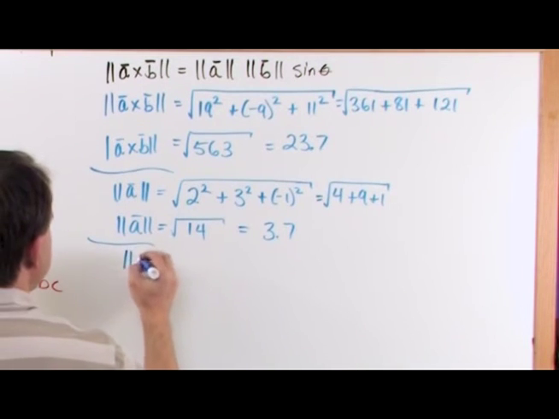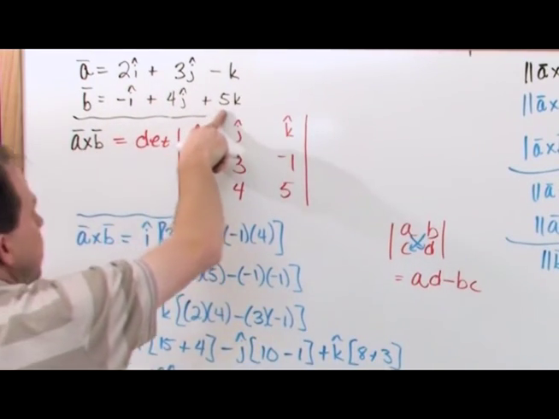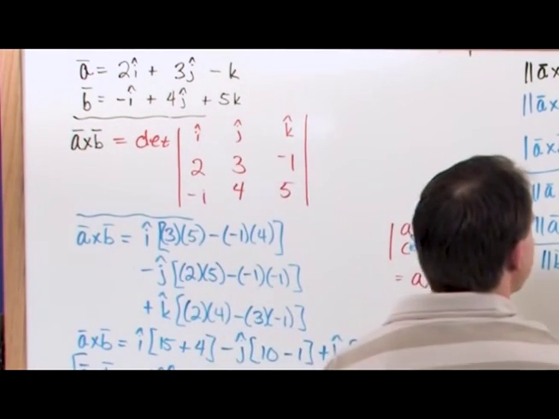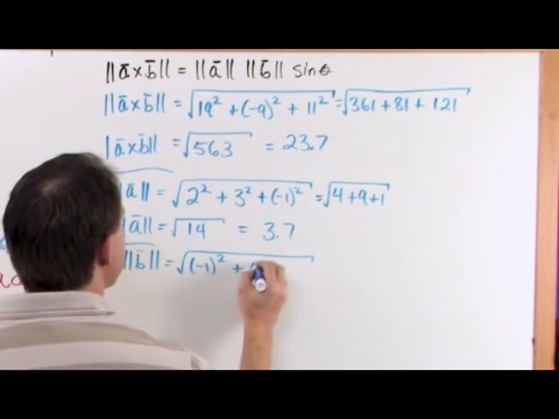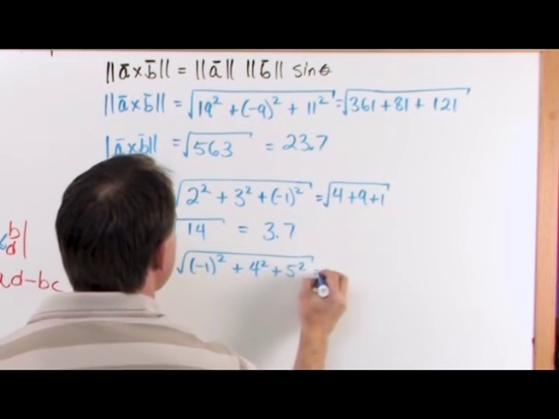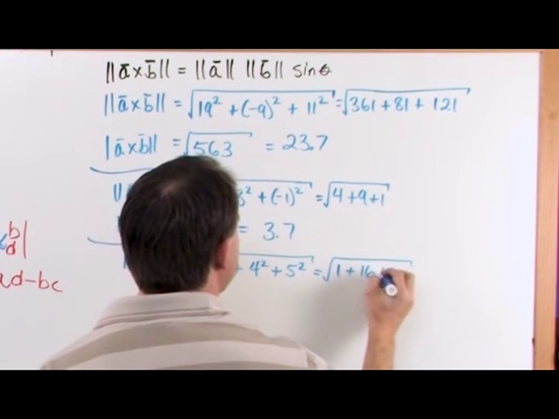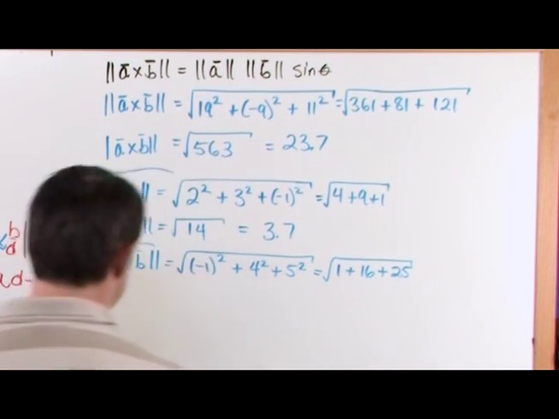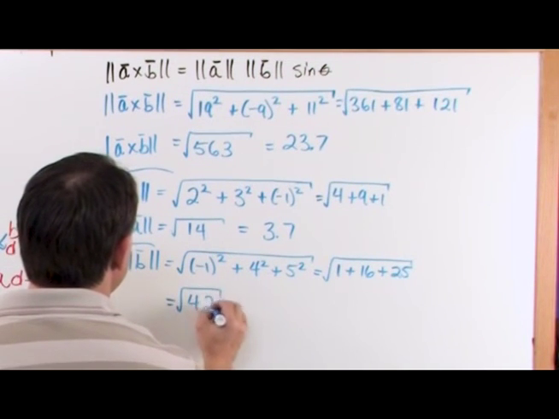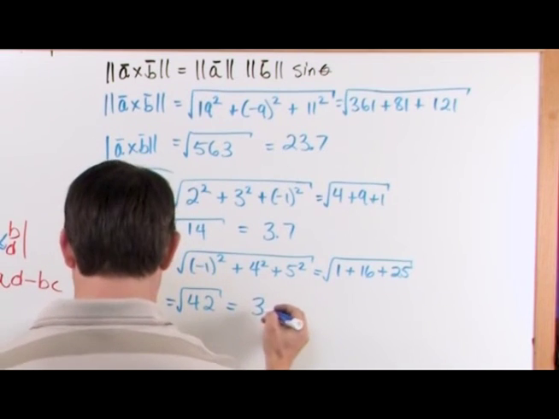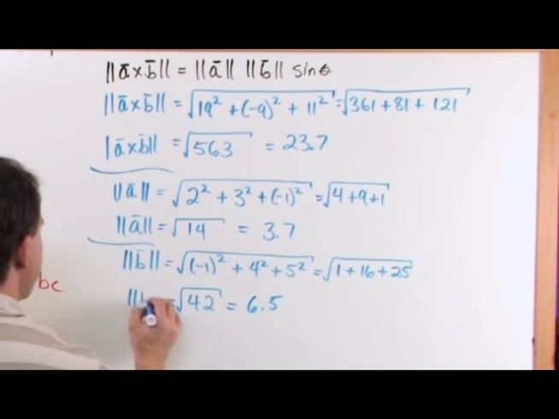Now let's find the magnitude of B. That vector was given by negative i plus 4j plus 5k. So we're going to do the same thing we did before: square root of negative 1 squared plus 4 squared plus 5 squared. That's the square root of 1 plus 4 times 4 is 16, 5 times 5 is 25. So I'm going to have the square root of 42, and when you do that math, you get roughly 6.5. That's the magnitude of B.